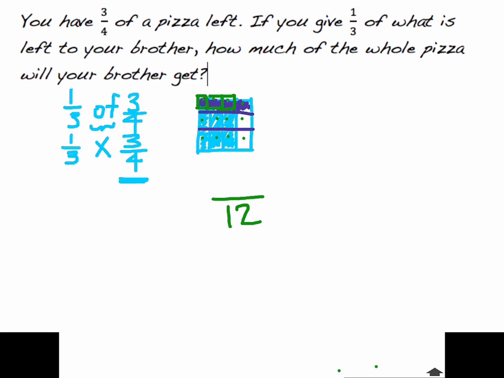3 of those pieces were shaded in both colors, the dark blue and the light blue. So my solution of 1/3 of 3/4 is 3/12. And of course we need to reduce that fraction. So 3/12 reduces to 1/4 because both 3 and 12 are divisible by 3.